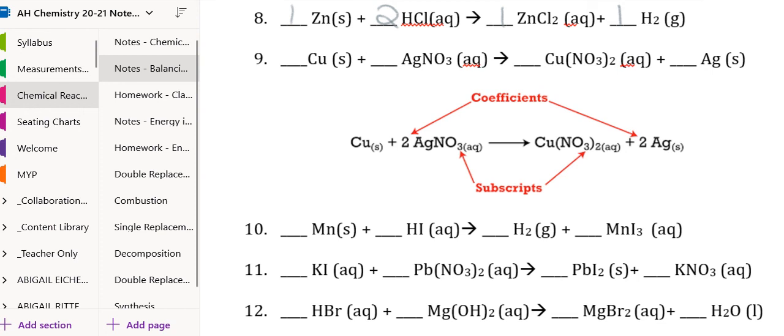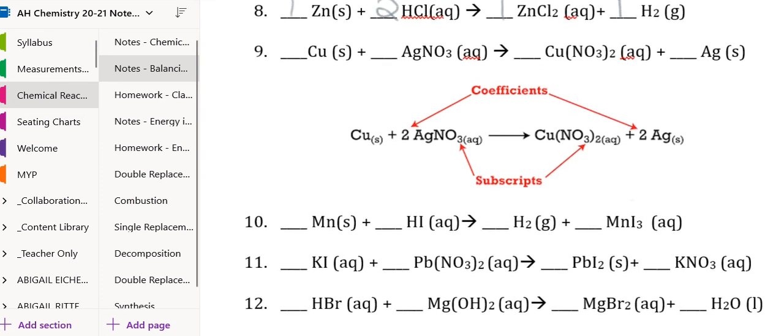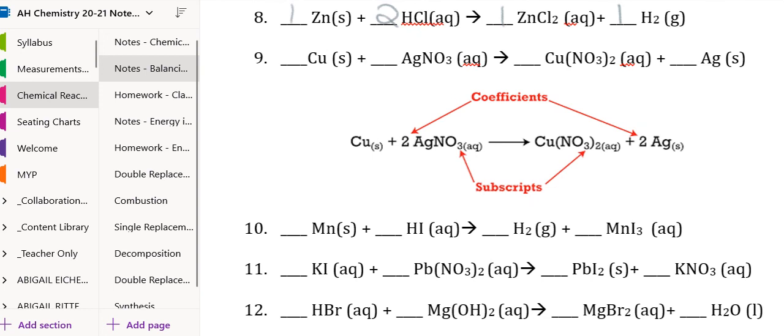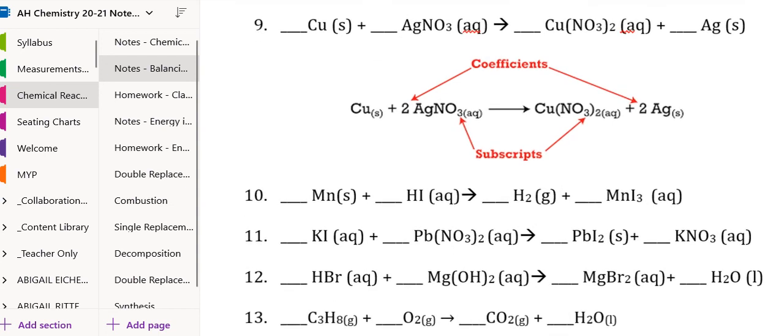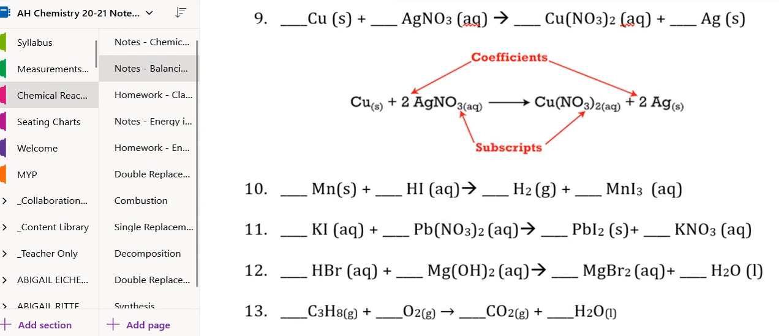Single replacement. So you guys look at 9. It is balanced down below for you. What type of reaction is it? Double replacement. No, single replacement. Sorry. Single replacement. It is balanced. So, well, it needs coefficients of 1, 2, 1, 2.